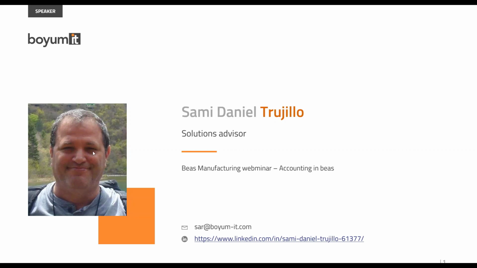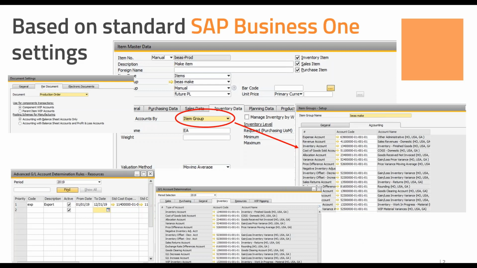So let me get started. Basically, the whole of Beas is managed by what is available in SAP Business One. So if the item is managed, you get the accounts according to the item group, then it will be by item group. If it's by warehouse, it'll be by warehouse. The main driver of the whole account setting is basically in SAP Business One, and that accounts for around 95% of the way that the accounts are being set up and generated within the work orders.